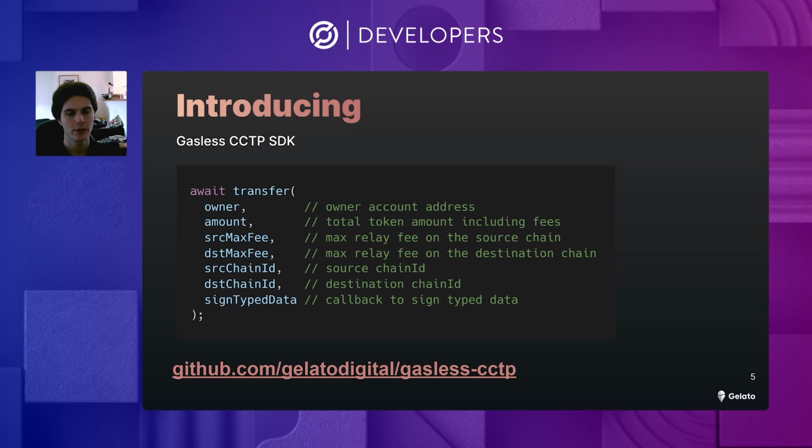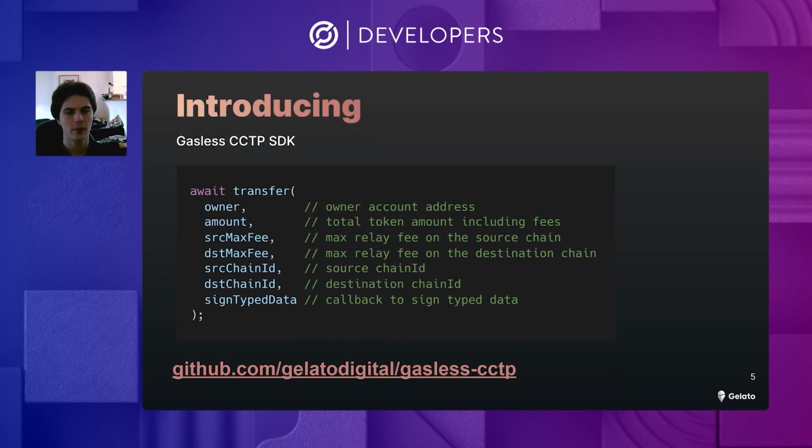Transfer expects the owner account address, so the address of the EOA that we're transferring the USDC from, on the source chain and transferring the USDC to on the destination chain. It also expects the total amount of USDC to be transferred, including the associated fees both on the source chain and on the destination chain, which can be specified. So the next arguments are the source chain max fee and the destination chain max fee, and these are maximum amounts, so what is spent is likely much lower than this. The next arguments are the source chain ID and the destination chain ID, so which chain we're transferring the USDC from, and also which chain we're transferring the USDC to.